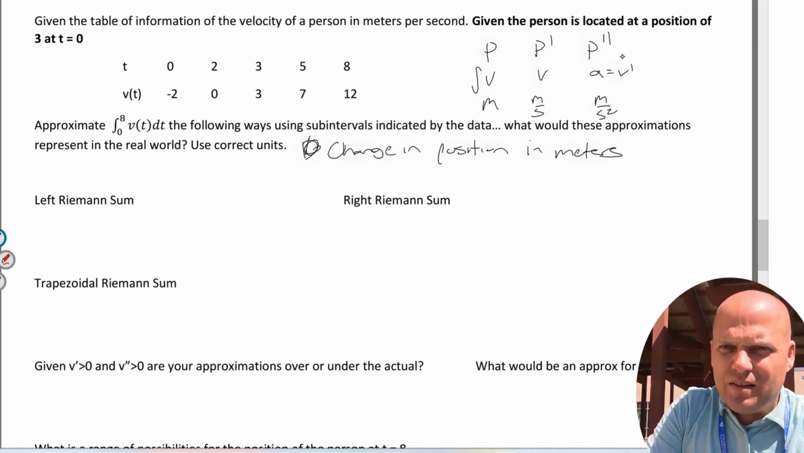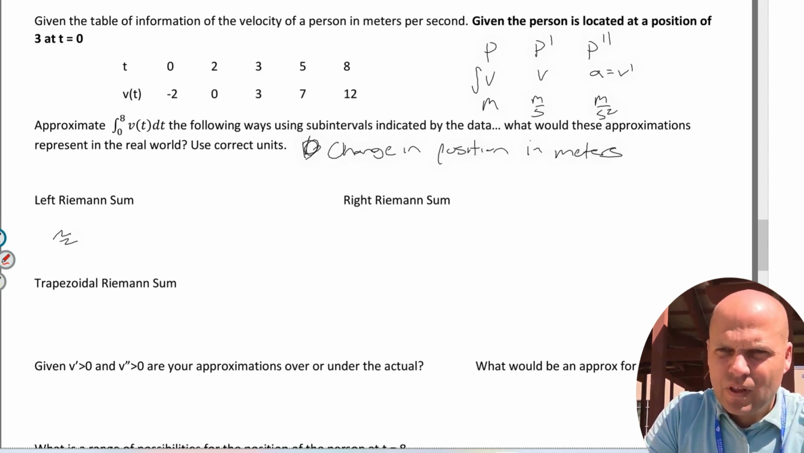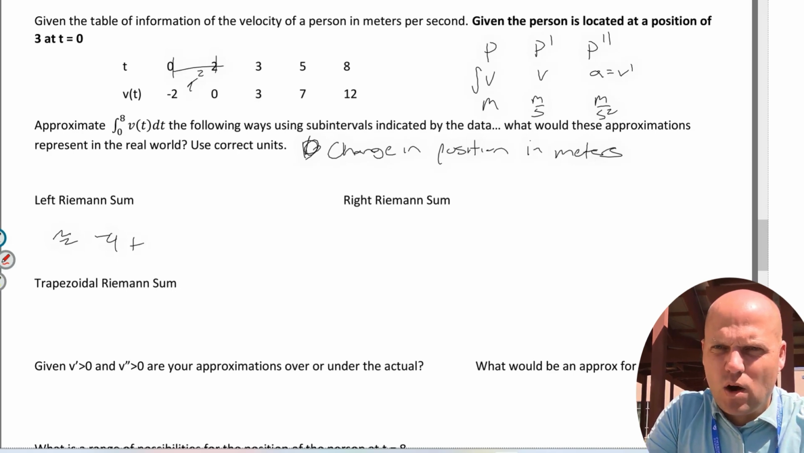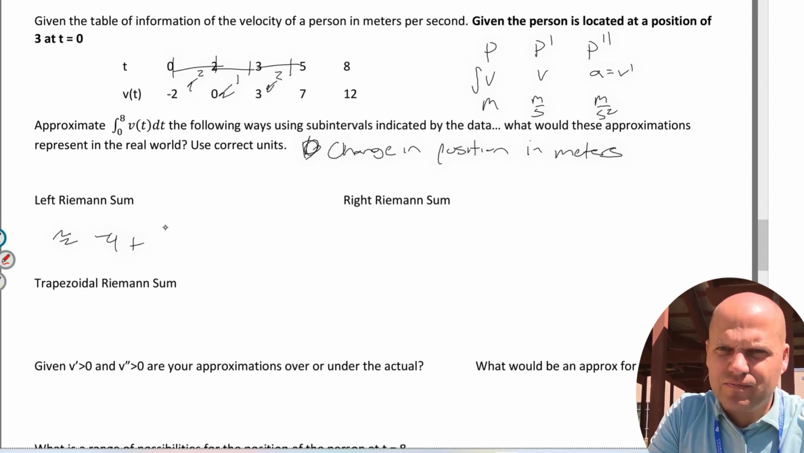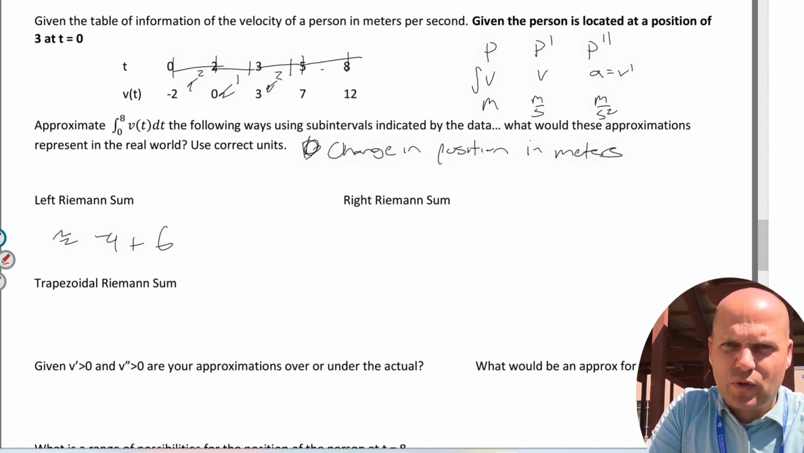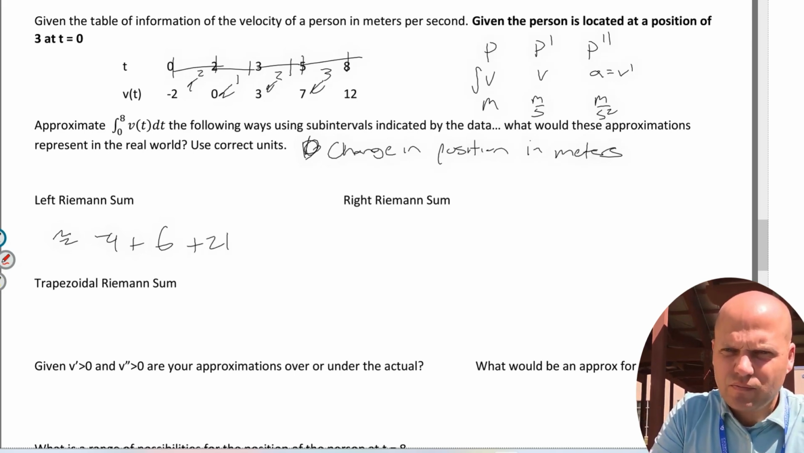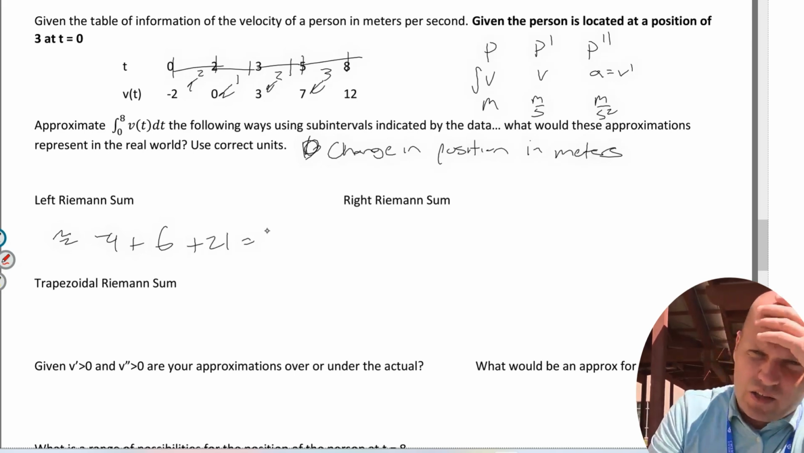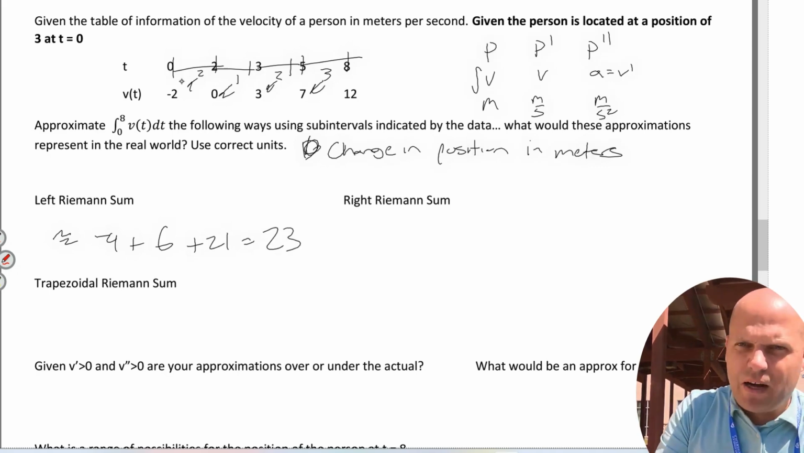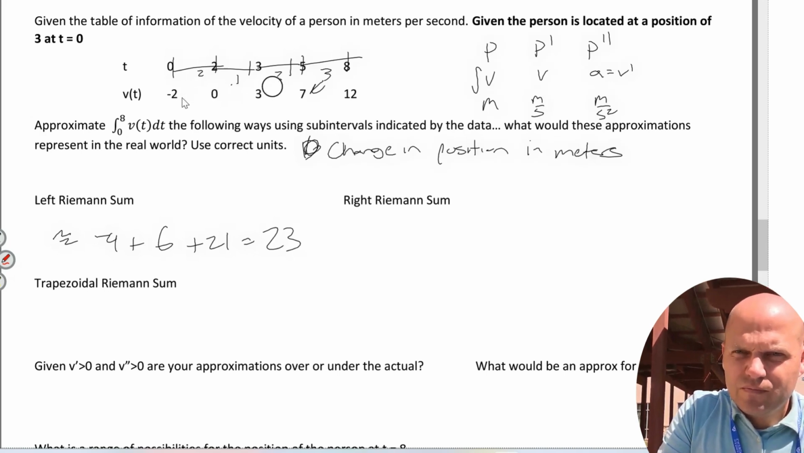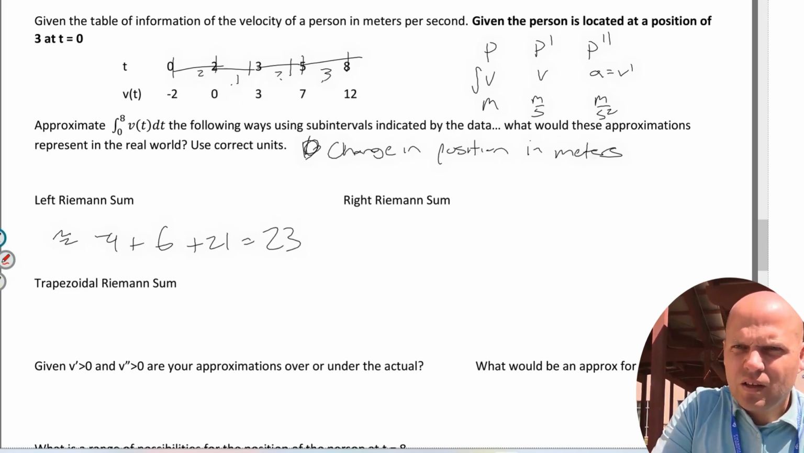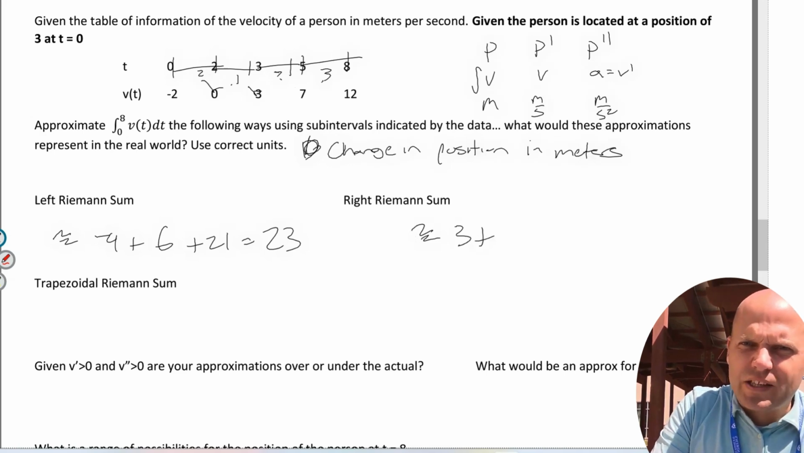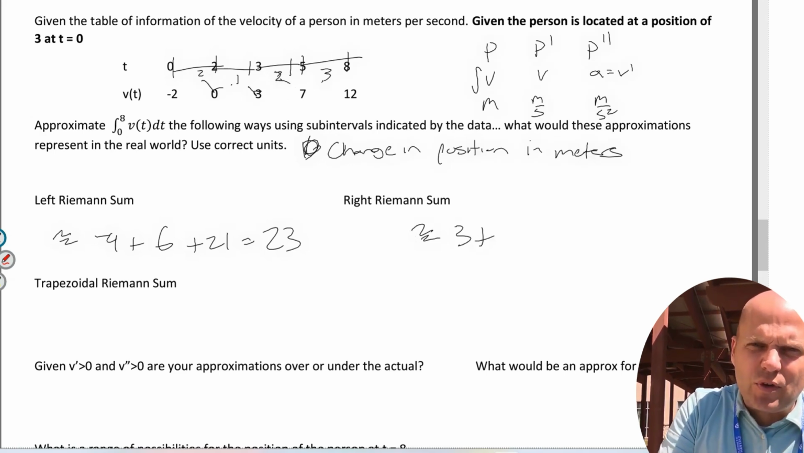Okay, left Riemann sum. I got base of 2, height of -2. I got base of 1, height of 0. I got base of 2, height of 3, base of 3, height of 7. So that's 23. Right Riemann sum. I got a 2 by 0, 1 by 3, a 2 by 7, and a 3 by 12.